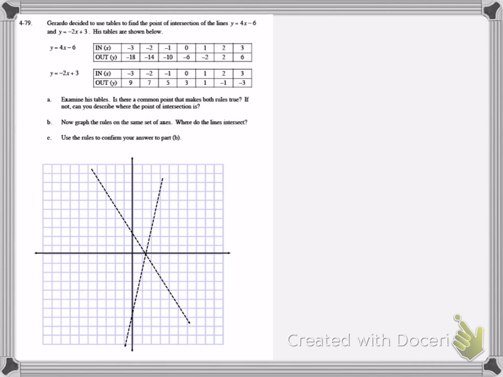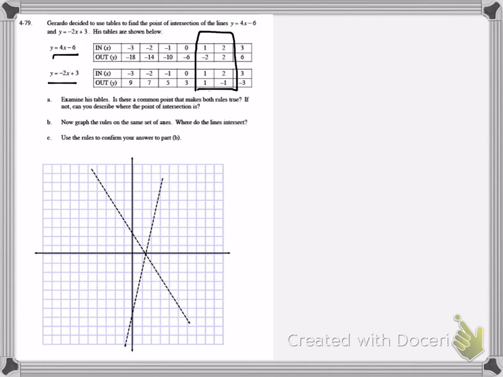So now let's take a look at another problem. In this problem, we're going to first examine the two rules, but try and find the point of intersection looking at a table. Now, if you look at both the first table and the second table, none of those points match up, but we can tell that our point of intersection is going to happen somewhere between 1 and 2, because that's where it changes from both being negative to positive and from positive to negative. So we know that somewhere along those lines they're going to cross, but we don't know exactly.